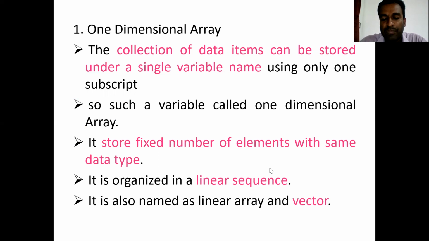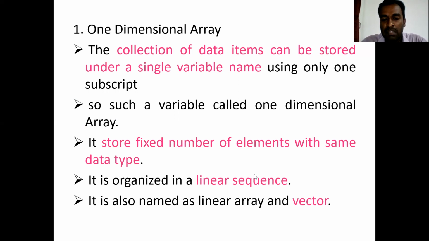For example, by declaring an array called A with the data type int, A of 5. Here A is the array name and 5 is the size. In an array, the index starts with 0. That means A of 0: the first element is stored at index A of 0, the second element at A of 1, and the next A of 2, A of 3, and A of 4. So in total, we can store 5 elements with the size of 5.